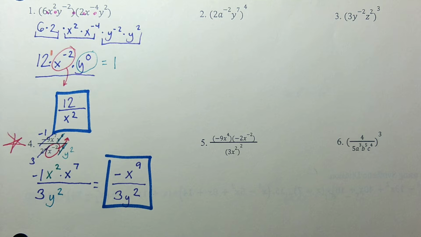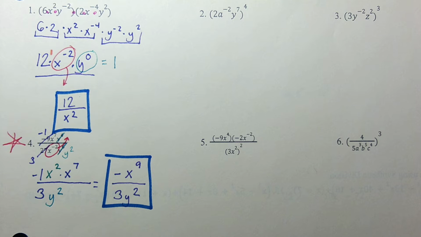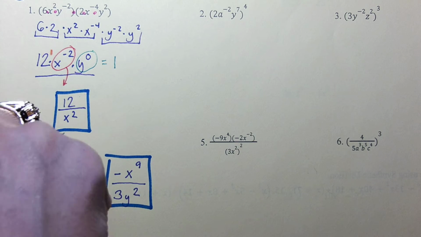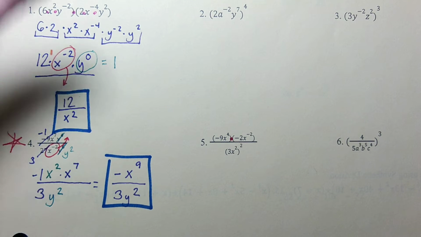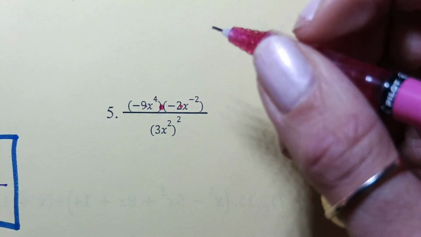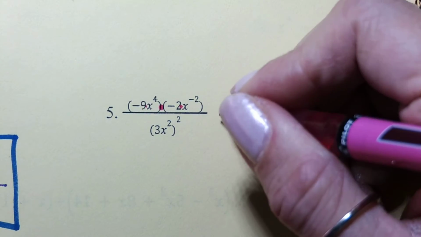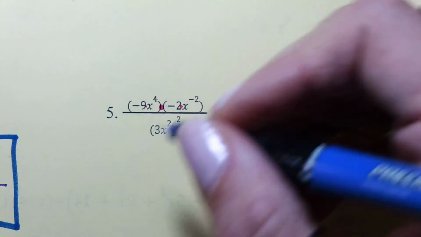Next one I want to go over is number 5. So this one's got a bit more going on. We do have a fraction, we do have negative exponents, but we also have two different operations that we need to carry out on the top. So on the top, these two are joined by multiplication. We're not going to do any foiling. We're just shuffling all this stuff joined by multiplying around. So I'm going to multiply negative 9 times negative 2, which is positive 18.